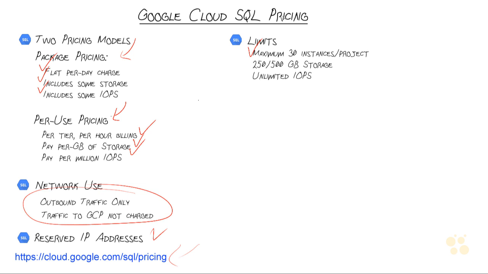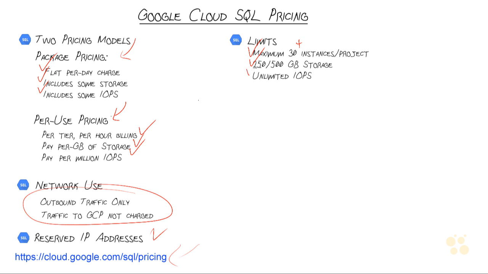You can get more than 30 instances if you want. You just have to request special permission from Google for a special use case, and they can increase the number of instances if you need more than 30, but 30 is a lot. You should be all right there. You're also limited to 250 gigabytes of storage for every instance. Now that can be increased up to 500 gigabytes if you have a silver support account with Google. So premium support account subscribers can get 500 gigabytes of storage per instance.